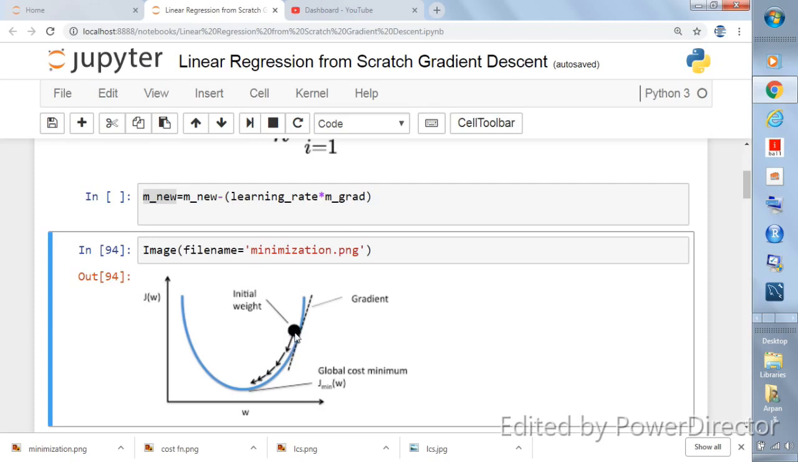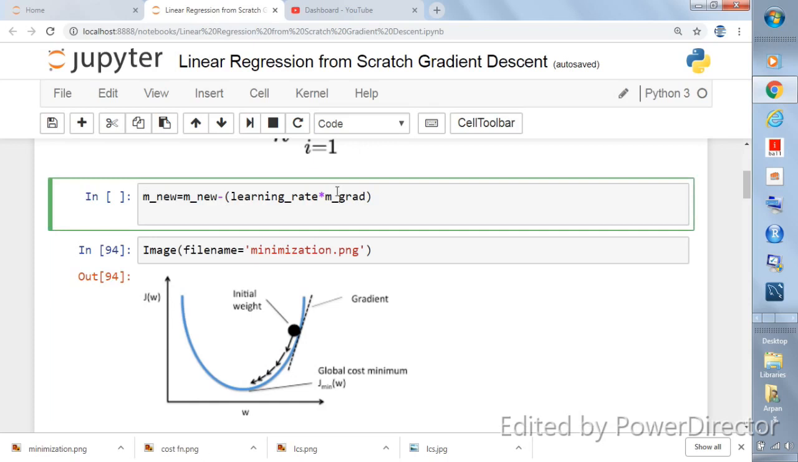If we start from here, in the second iteration we will come here. In the third iteration we will come here. In the fourth iteration we will come here, because we are decreasing the w values. But if we start from here, again in this formula the slope is negative, so negative, negative, positive. Learning rate is always positive, so only m grad is positive or negative. If this is positive, then this becomes this minus something. If this is negative, then this becomes this plus something.